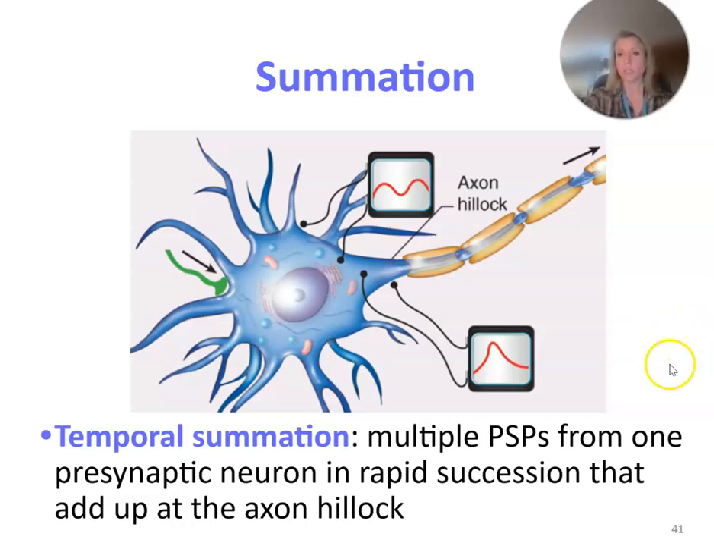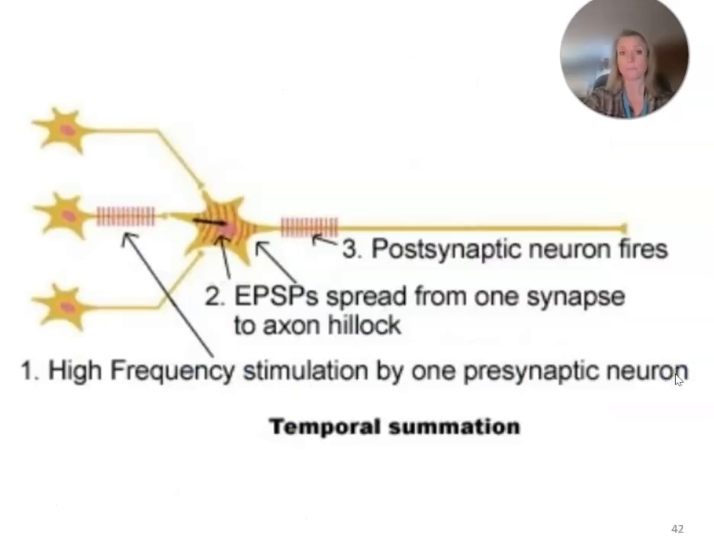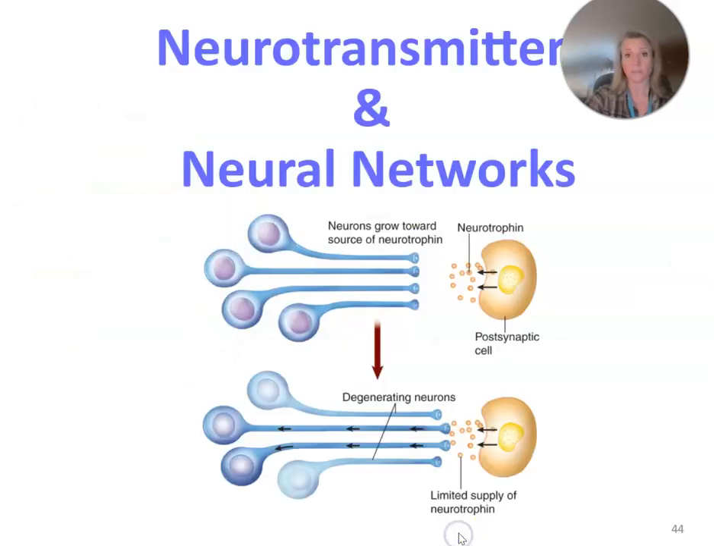So with temporal summation, we have just one axon repeatedly stimulating our postsynaptic neuron, one right after the other. And this is what happens with temporal summation. So we just have one axon stimulating our neuron at a high frequency. And again, if all of those add up to reach threshold at the axon hillock, we get an action potential. And if they don't, then no action potential for us.